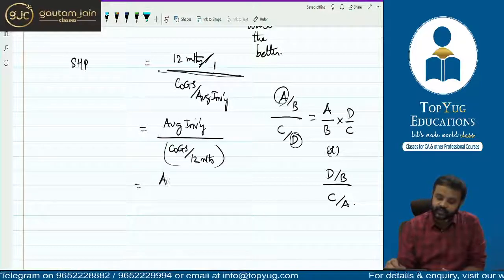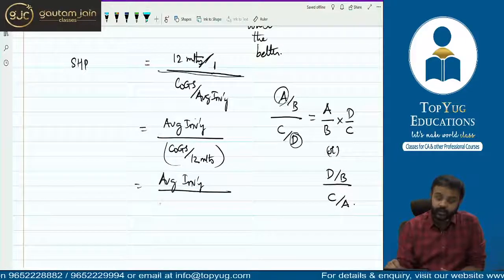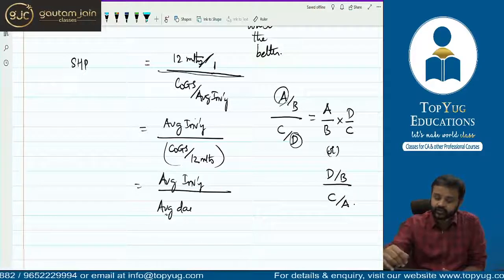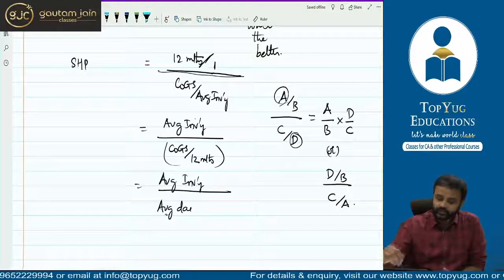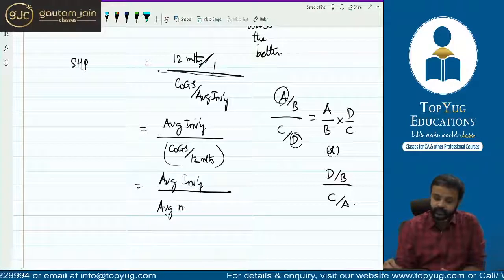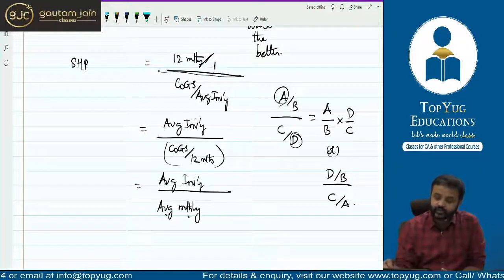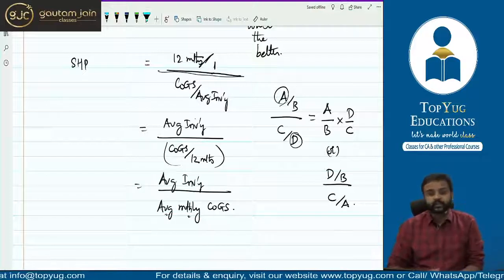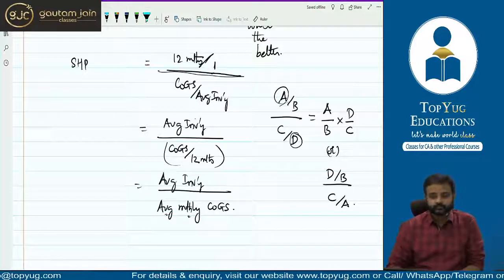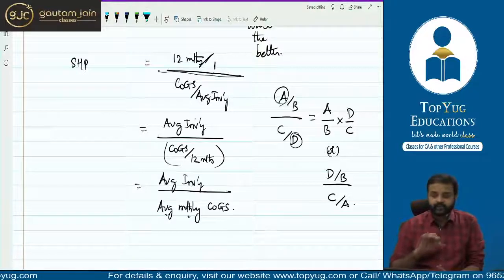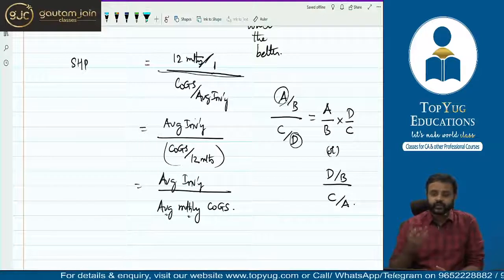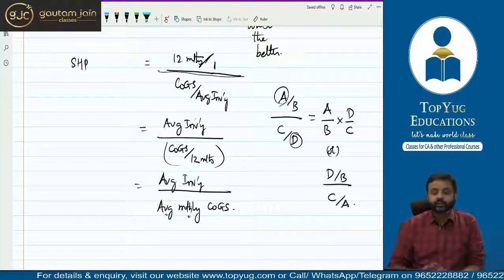So this means we can say average inventory upon average daily, no, not daily, because it is in months. So we'll write average monthly cost of goods sold. This is how we can get the stock holding period. So if you have average inventory and you know cost of goods sold, take out average monthly cost of goods sold and compare these two, and you will get the stock holding period directly.